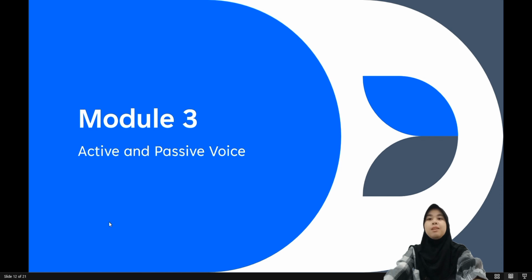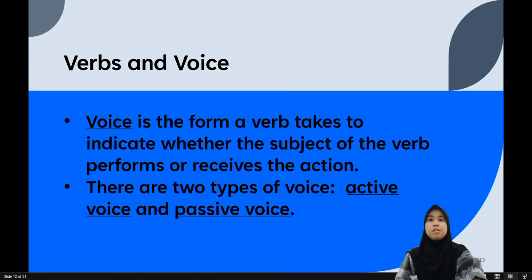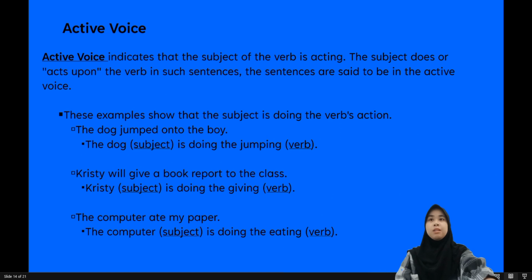Okay, Module 3, active and passive voice. Verbs and voice. Voice is the form of a verb that indicates whether the subject of the verb performed or received the action. There are two types of voice, active voice and passive voice. Active voice indicates that the subject of the verb is acting. The subject does or acts upon the verb in such sentences. The sentences are said to be in the active voice.